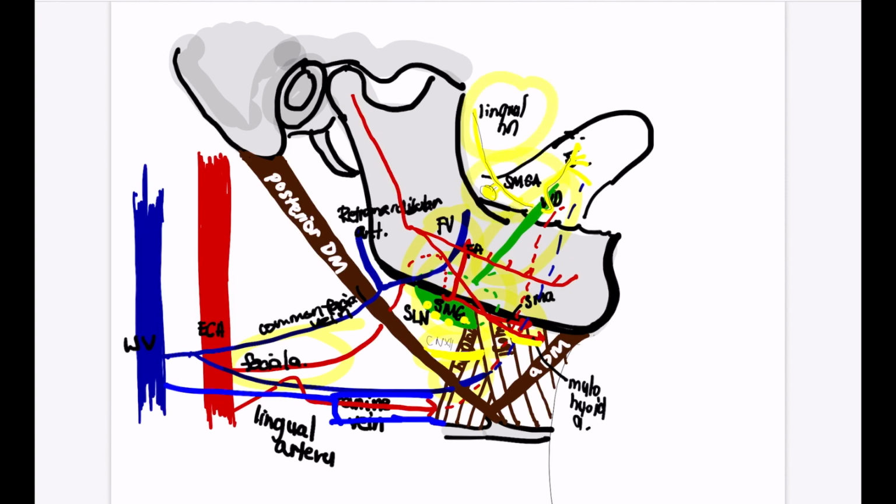And next one is the lingual artery, this one, the mylohyoid artery and nerve, the submandibular gland, and the lingual vein. Now that's it. I hope you learned a lot from the illustration.